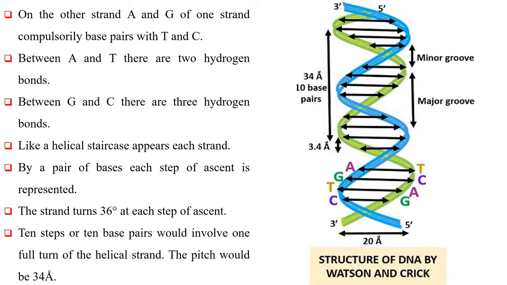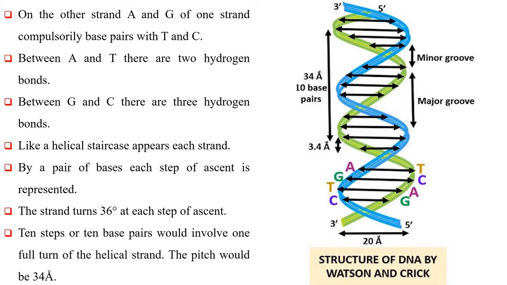On the other hand, A and G of one strand compulsorily base pair with T and C. Between A and T there are two hydrogen bonds. Between G and C there are three hydrogen bonds. Each strand appears like a helical staircase. Each step of ascent is represented by a pair of bases.